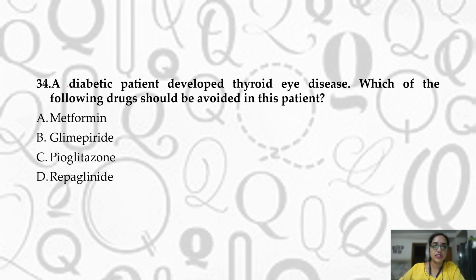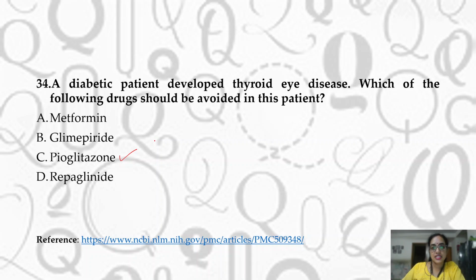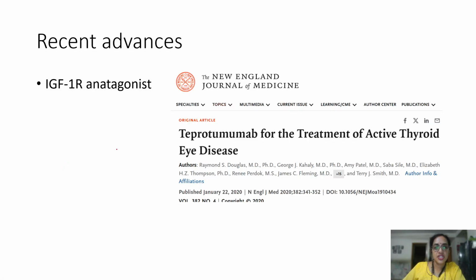Let's take a question now. A diabetic patient developed thyroid eye disease. Which of the following drugs should be avoided in this patient? So the answer is pioglitazone. This group of drugs is contraindicated as they are shown to increase the progression of thyroid eye disease. Okay. So one IGF-1 receptor antagonist, sorry, this is a small spelling mistake here. Antagonist has been approved for use in thyroid eye disease. It's still not available in India. It's called teprotumumab. It is available in the West and it's very expensive, but it has proven good results.